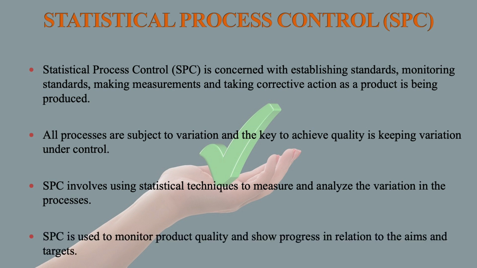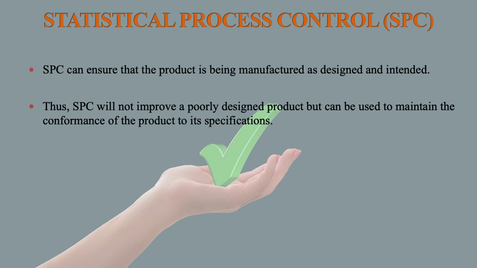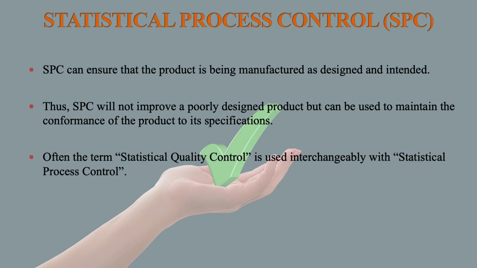Statistical process control is used to monitor product quality and show progress in relation to the aim and targets. SPC can ensure that the product is being manufactured as designated and intended. Thus, SPC will not improve a poorly designed product but can be used to maintain the conformance of the product to its specifications. Often the term statistical quality control is used interchangeably with statistical process control.